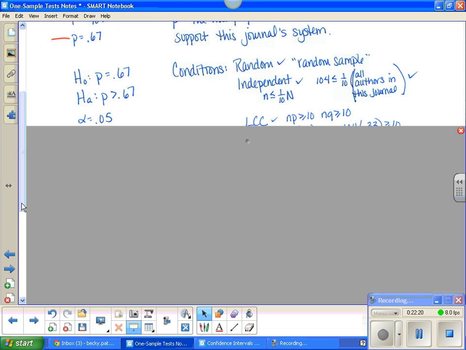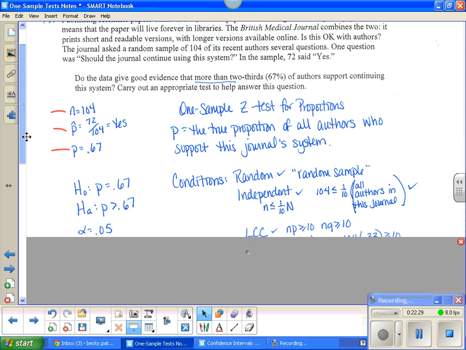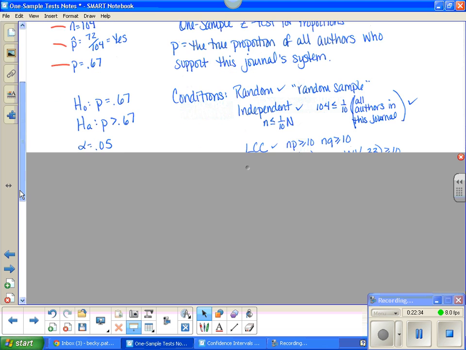So my P, and do I want greater than? Yeah, because you'll end up with more than. Let's see. Does the data give good evidence that more than? Everybody see that? Okay, so that's him.